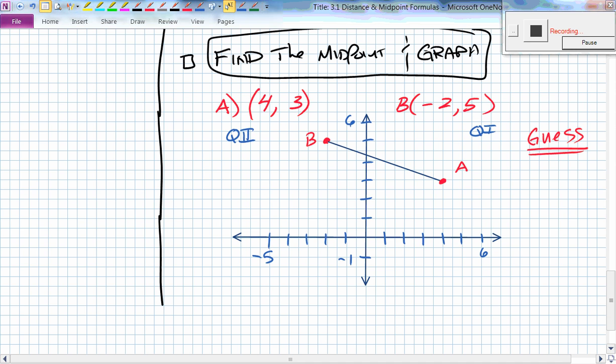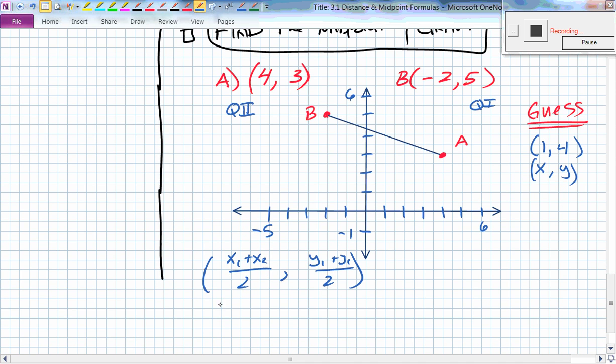Now, for someone who has not yet done the math, what's our guess going to be? Our guess is (1, 4). Good. I'm so glad that you're giving me a location. (1, 4). So an x and a y. All right, so let's see here. The midpoint formula says I've got to add the x's together, divide by 2, and then add the y's together and divide by 2. That's the average. So remember, this is my first x, this is my first y, this is my second x, this is my second y.